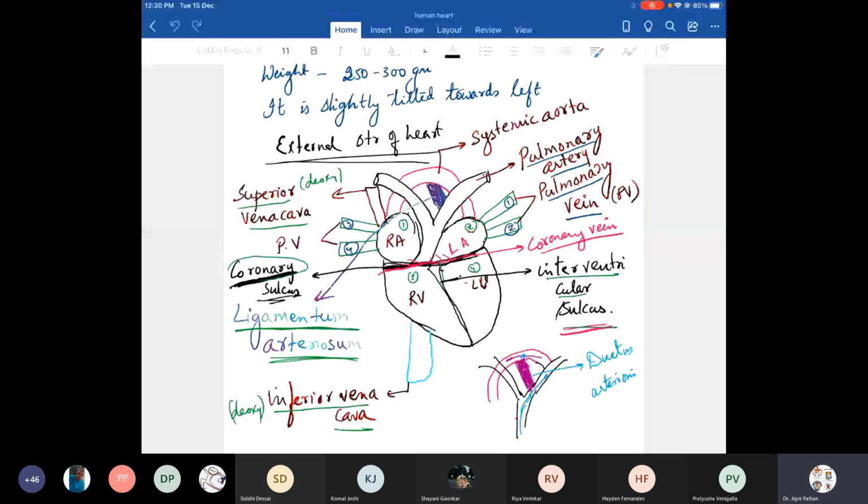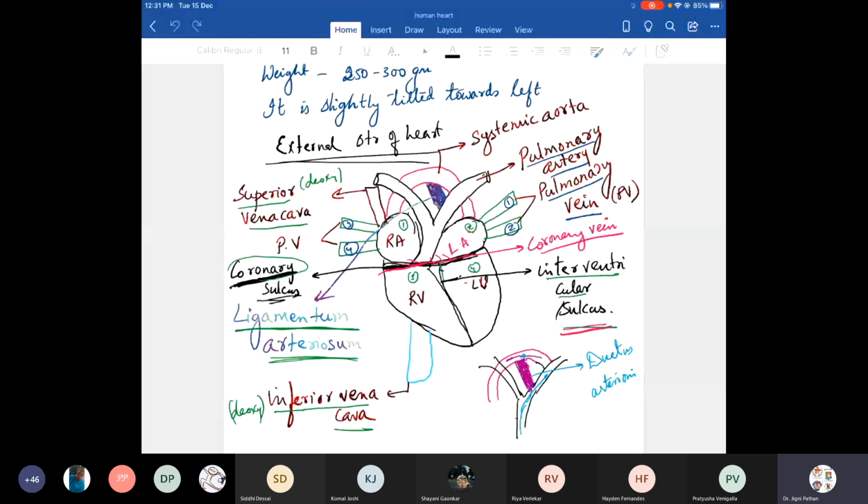The superior vena cava carries deoxy blood, whereas the inferior vena cava, which is below the heart, carries deoxy blood from the lower part of the body. Then there is the coronary vein that carries deoxy blood from the heart muscles. All these three vessels open into the right auricle.